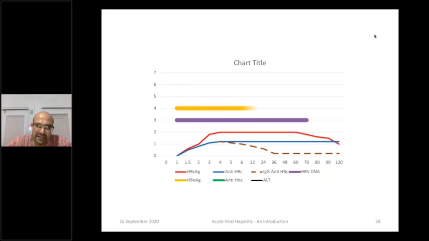Now, HBe antigen also does not disappear, but continues to be in the blood for a long period of time in the chronic phase. And later, HBe antibodies will become visible, and then they will continue to stay in the blood, in the serum.